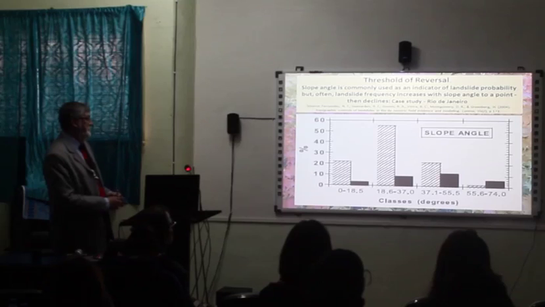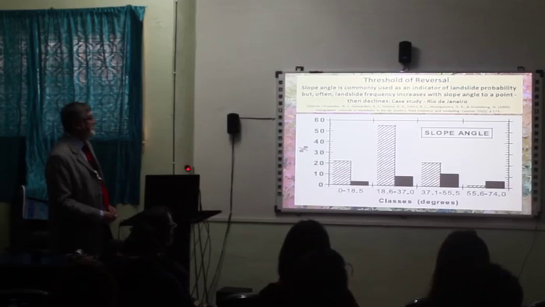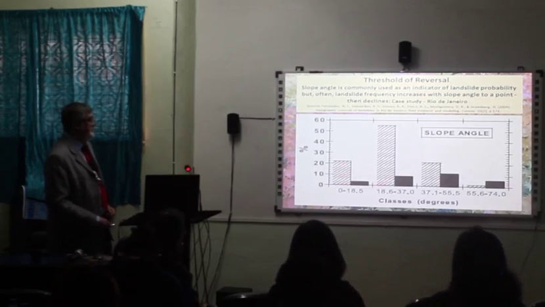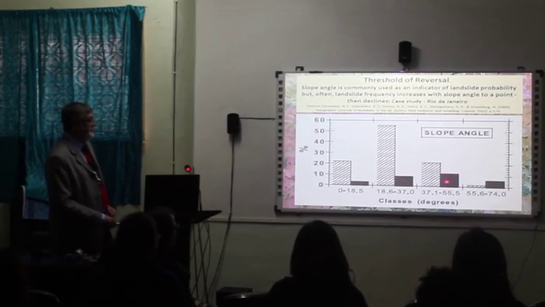Threshold reversal. Take each of these data sets separately. What we're talking about is landslide frequency with slope angle. This is from Rio de Janeiro. One category, and category 2 is much higher, steeper slopes, but much less landsliding. It happens in both the case studies. Well, the peak is in the same place.